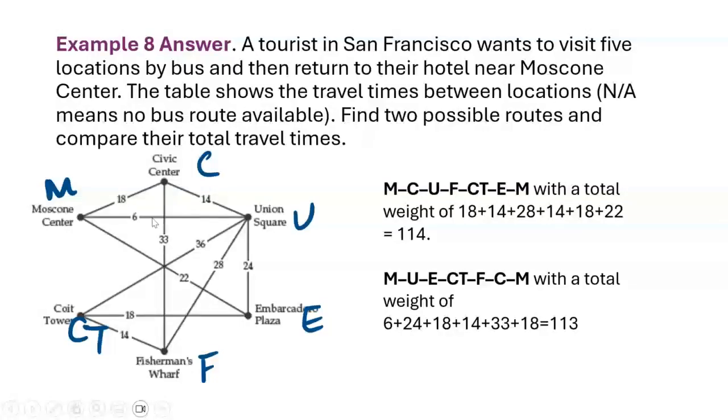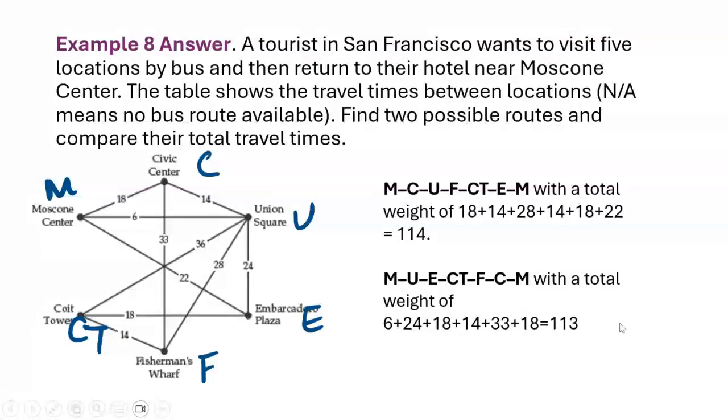Another possible route would be, notice that the first one started at Moscone and went to the Civic Center. The second one that I listed below it starts at Moscone Center and then goes to Union Square first. And so it travels through all of the places that the tourist wants to visit, all of the vertices. When I did the sum of all of the travel times, it gave me 113. So it turns out the faster travel time is the second one.